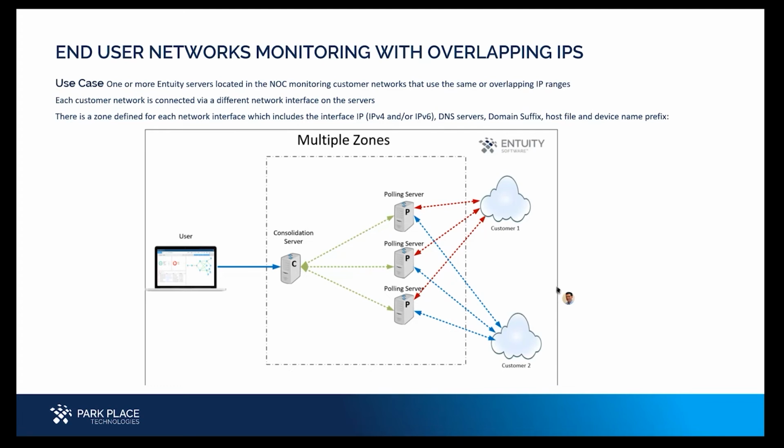Entuity has got an alternative approach. We rely upon having multiple network interfaces on our polling servers and connecting each customer to a different network interface. Now, the operating system can't figure out where the traffic should be routed under those circumstances because you've got overlapping IP addresses. So we don't rely upon the operating system to do the routing. What we do is set up a concept within Entuity called zones. Let me show you what that actually looks like.